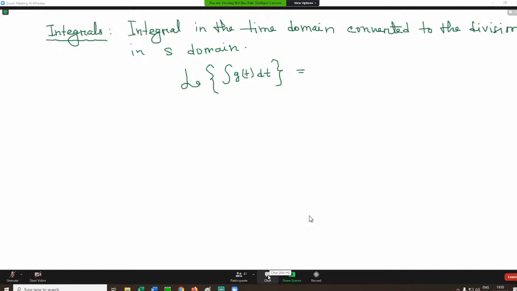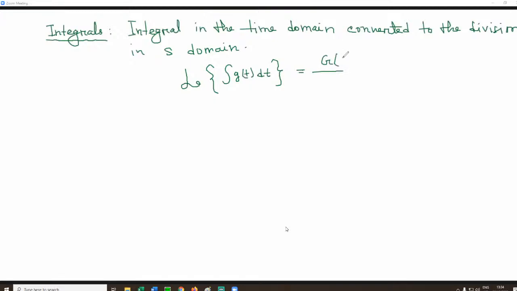G(s) by S. Very good. So you can understand this: when you have integration, it is divided by S.